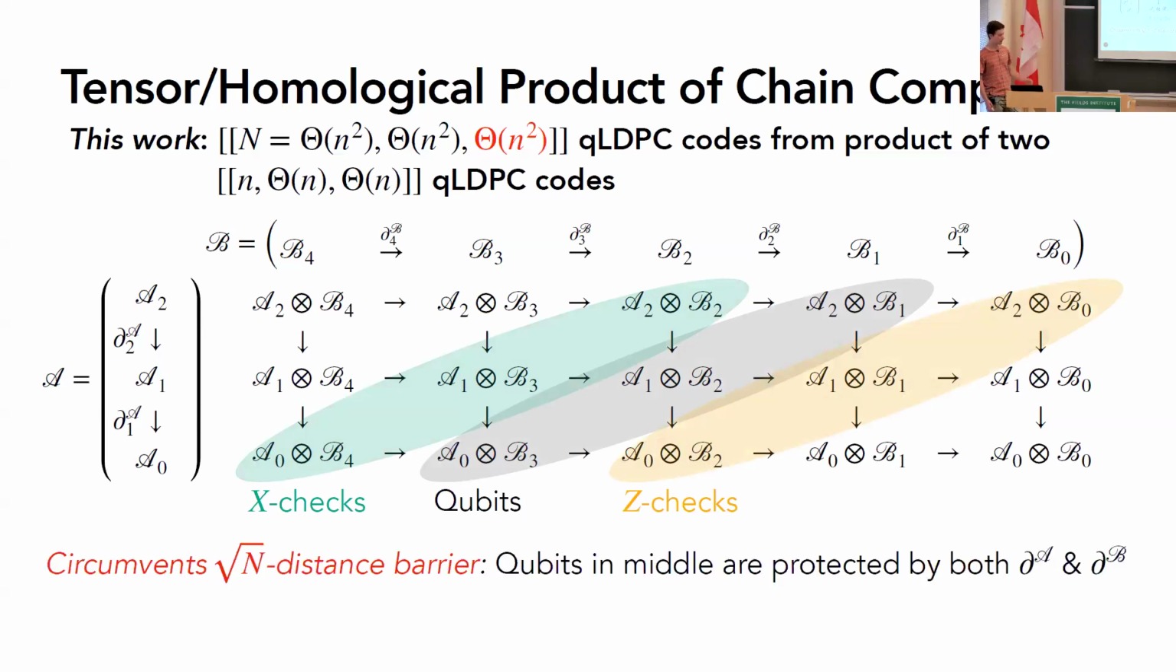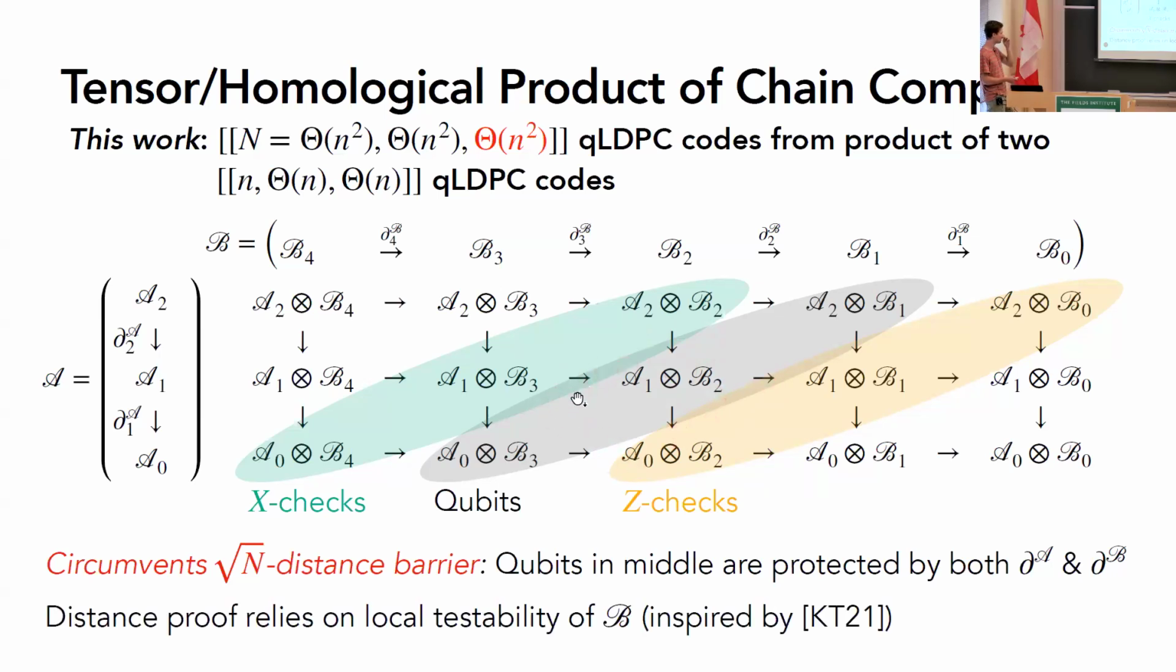And the key idea now is if you look at qubits in this middle region, like at the very middle, A1 tensor B2, there are now non-trivial boundary maps going in all 4 directions. So in both the x direction up here and in the z direction down here, qubits in this region are, at least intuitively speaking, protected both horizontally and vertically. So it seems like we have a good tensor product structure around these qubits. So we could hope for linear distance for qubits inside here.